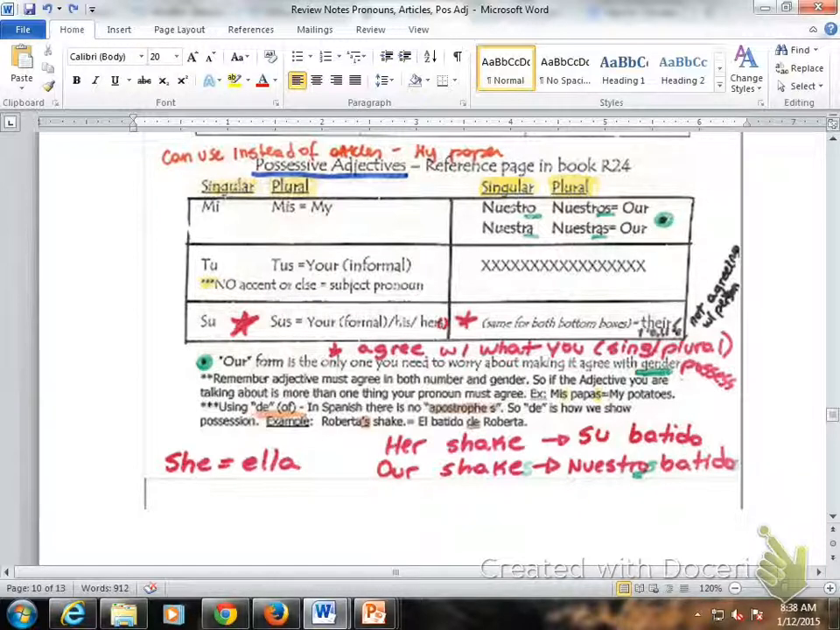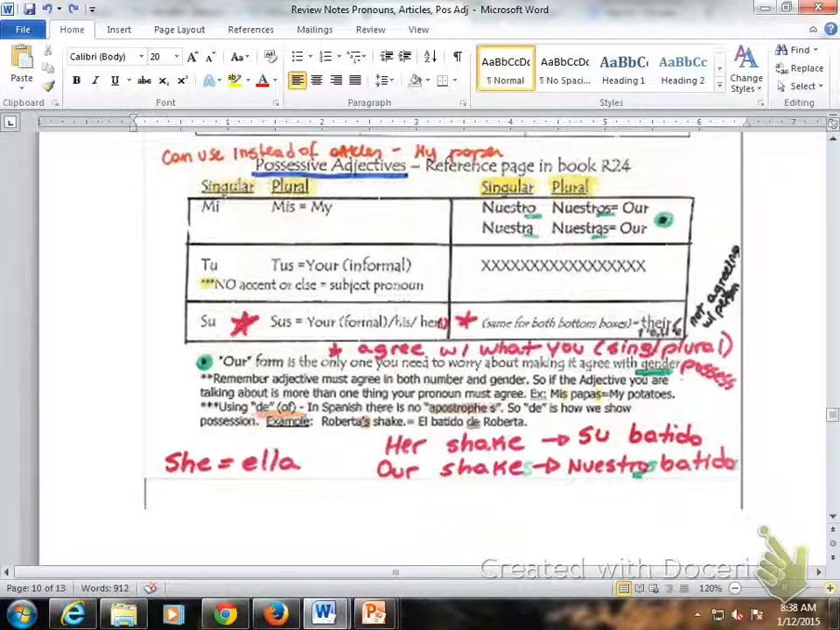If we made it plural and a whole bunch of people were sharing one shake, we would look in the we box because it belongs to us, but we would make it agree with the word shakes, batidos. And so we would have to make it masculine and plural because this is the only one you have to worry about gender with.